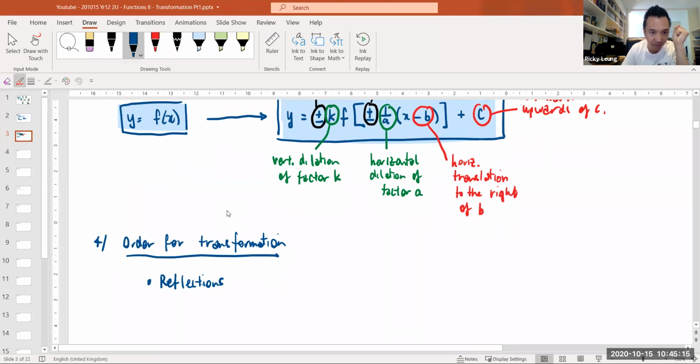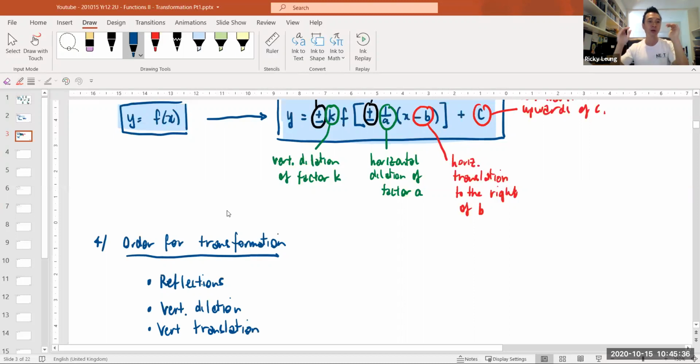And then you have a choice. You either go vertical or horizontal. Remember, the order for horizontal and vertical doesn't matter. I'd always go vertical if I had to choose. And always go dilation before translation.